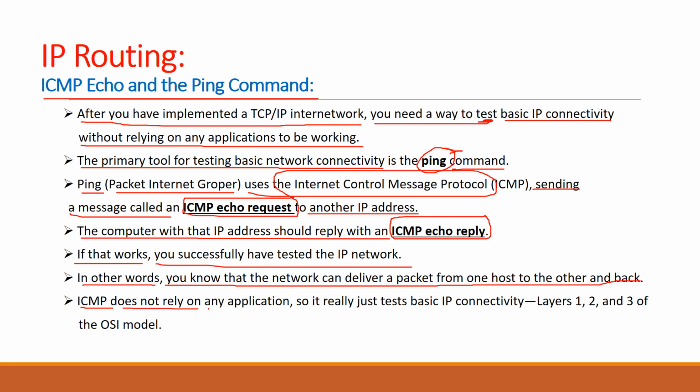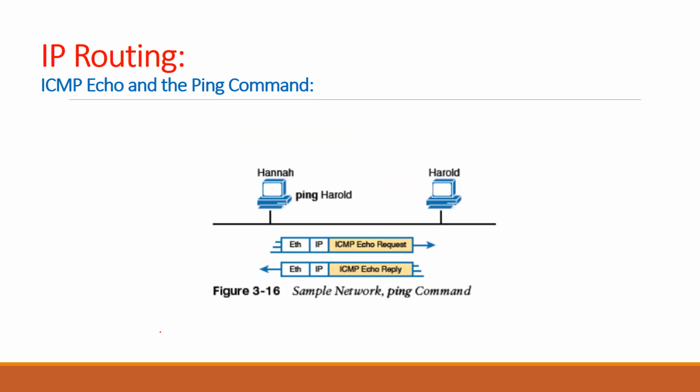ICMP does not rely on any application, so it really just tests basic IP connectivity, layers 1, 2, and 3 of the OSI model. Let's assume we have here PC1, which is called Hannah, and it wants to test the connectivity between itself and PC2 with the host name Harold. You can ping Harold from Hannah.